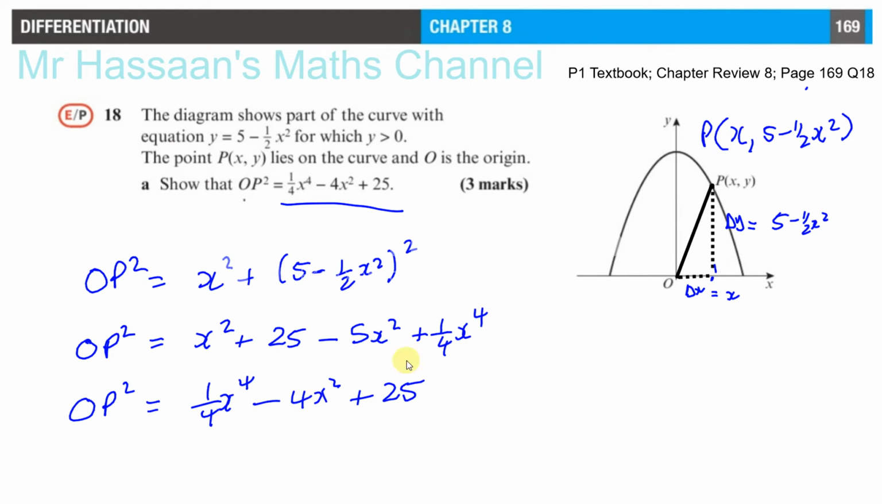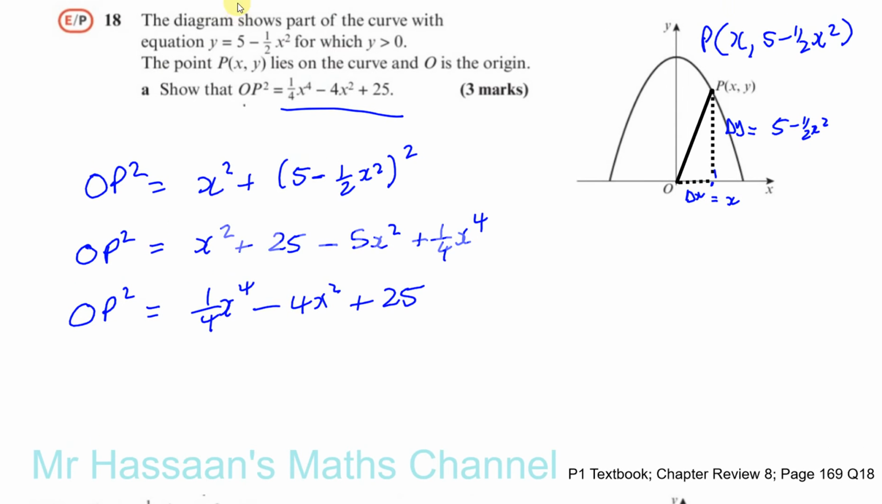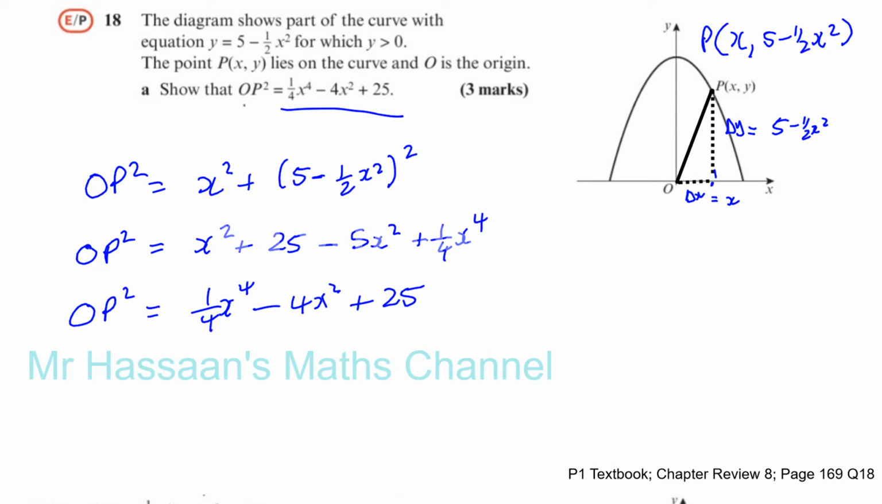So it's just a case of expressing the y coordinate in terms of x, and then using the distance formula basically. This is the distance formula, but they want it as OP squared, so you don't put the square root sign. Okay, so that's the first part of the question. Then we have the second part of the question, which is over here. Let's just move this stuff up.